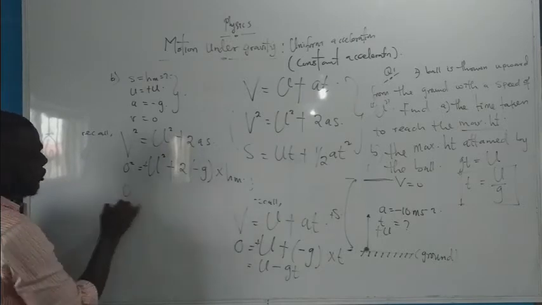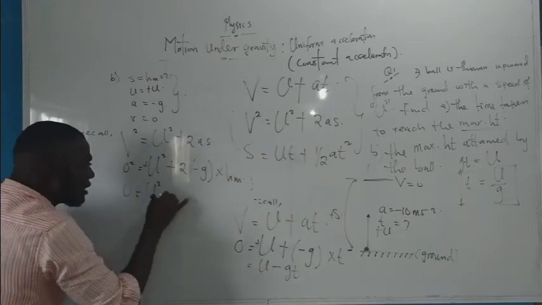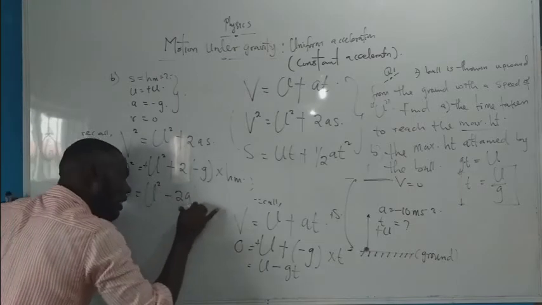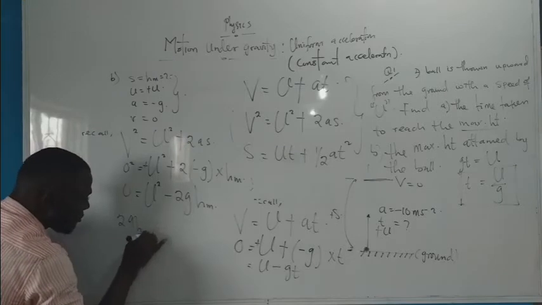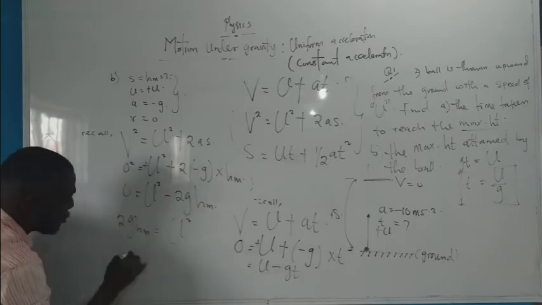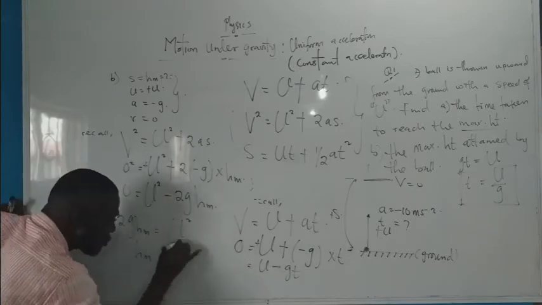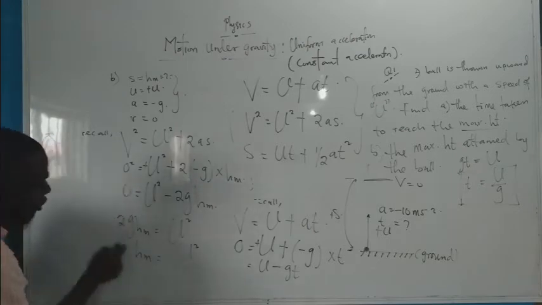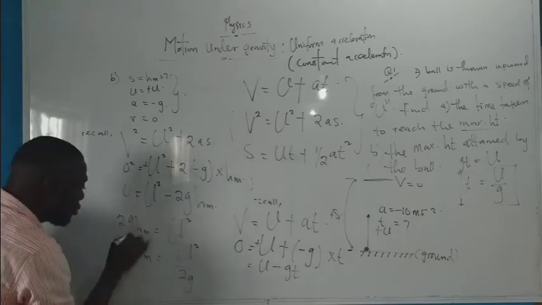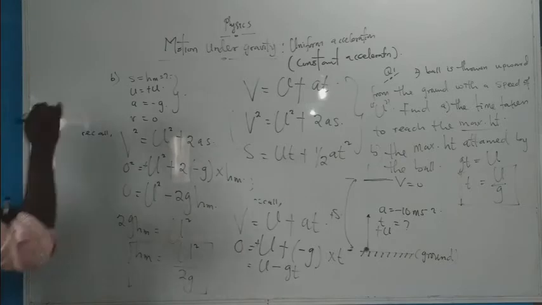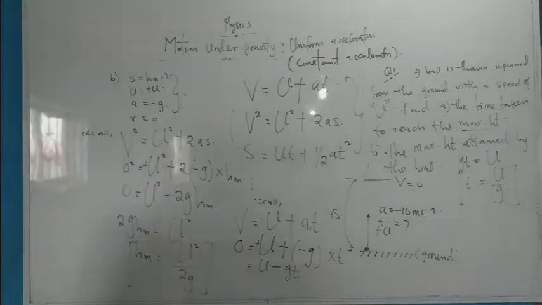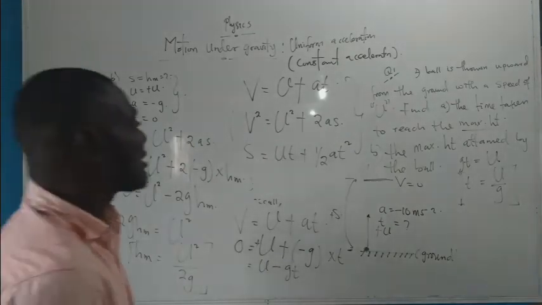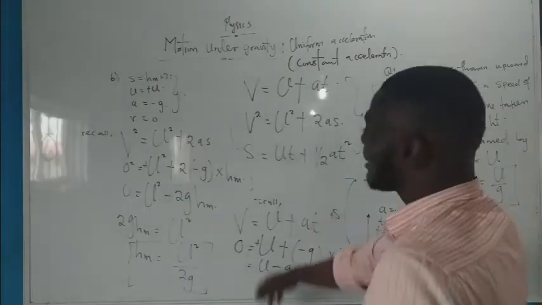0 equals u squared minus 2g h_m. So we have 2g h_m equals u squared. So h_m equals u squared over 2g. So this is the maximum height attained.